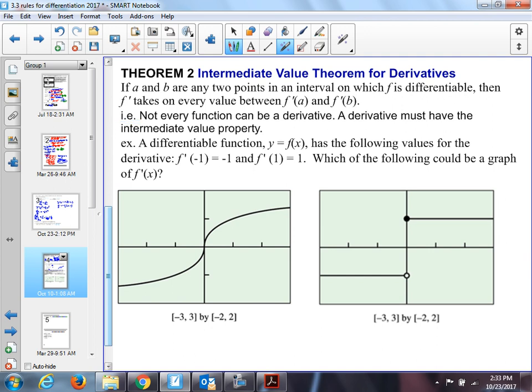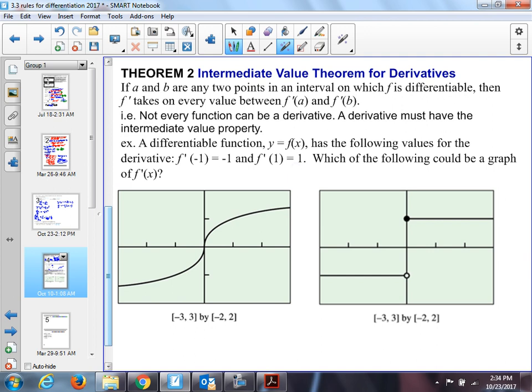Huh? Come again. Well, let's take a look at this. You read through this, it might make some sense, but we've got to think about this more, which is why I'm saying, huh, come again. A differentiable function, so that implies continuous and differentiable, y equals f of x has the following values for the derivative. The derivative at -1 is equal to -1, and the derivative at 1 is equal to 1, which could be a graph of the derivative. Well, you take a look.